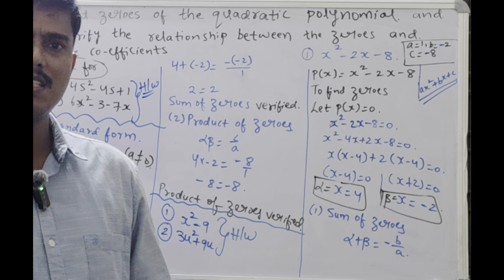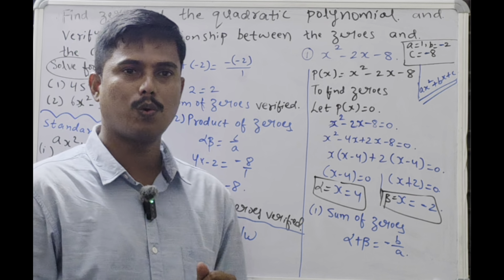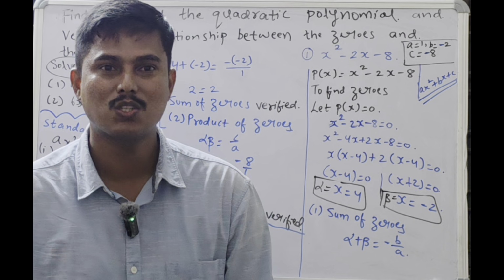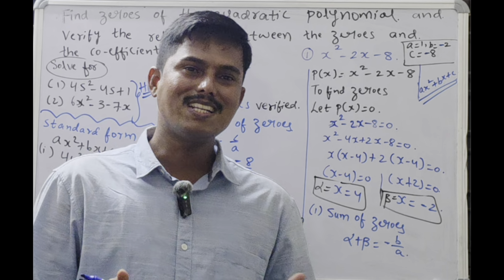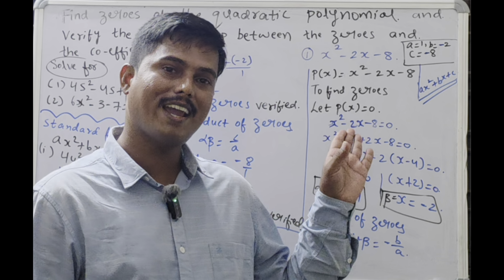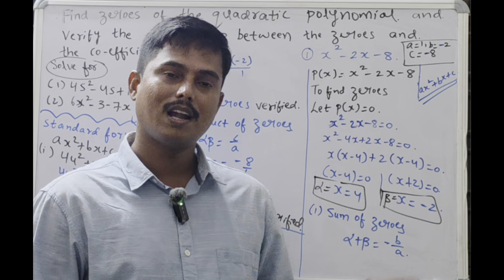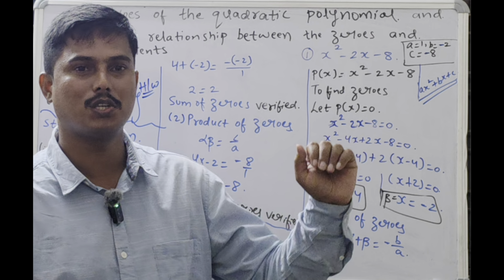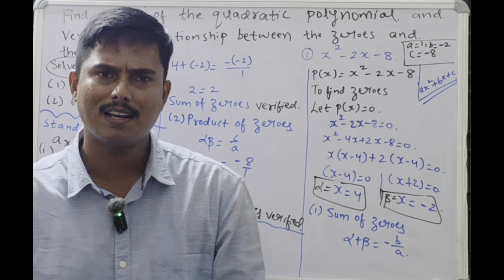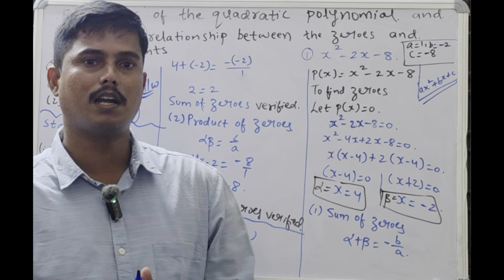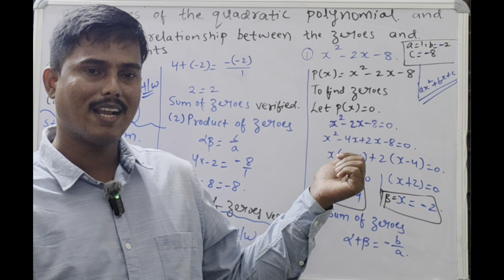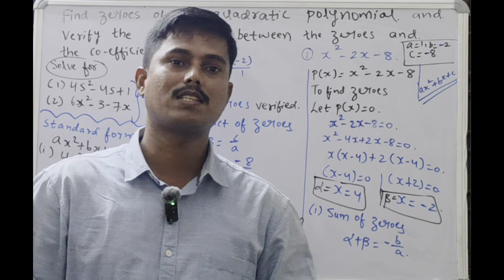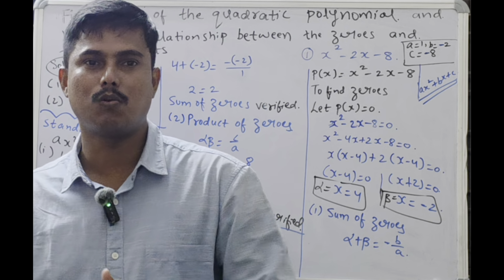The given polynomial is x squared minus 2x minus 8. What is the given polynomial? x squared minus 2x minus 8. To find the zeros of the polynomial, we should equate p of x to 0. Nothing but x squared minus 2x minus 8 is equal to 0. Now using trial and error method or middle term splitting method, you can write x squared minus 2x minus 8 as x squared minus 4x plus 2x minus 8 is equal to 0.